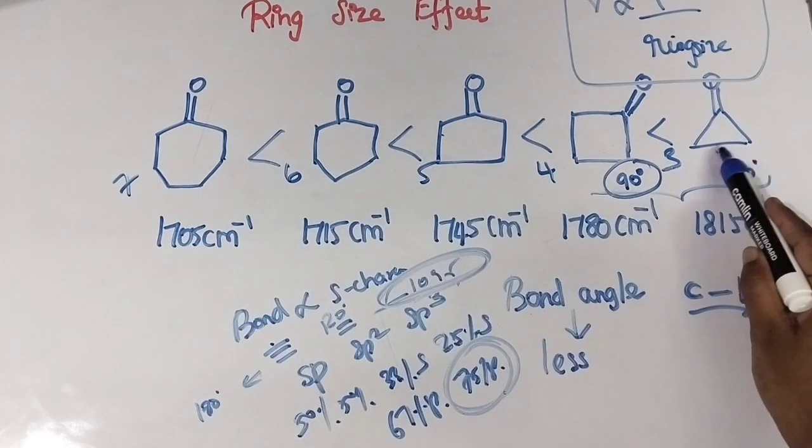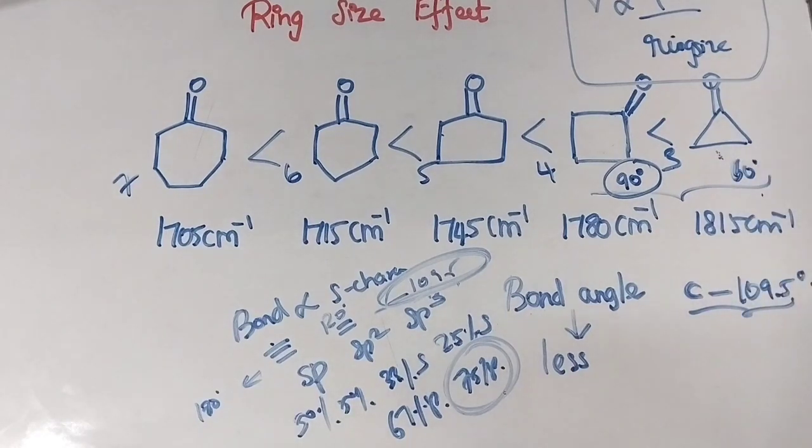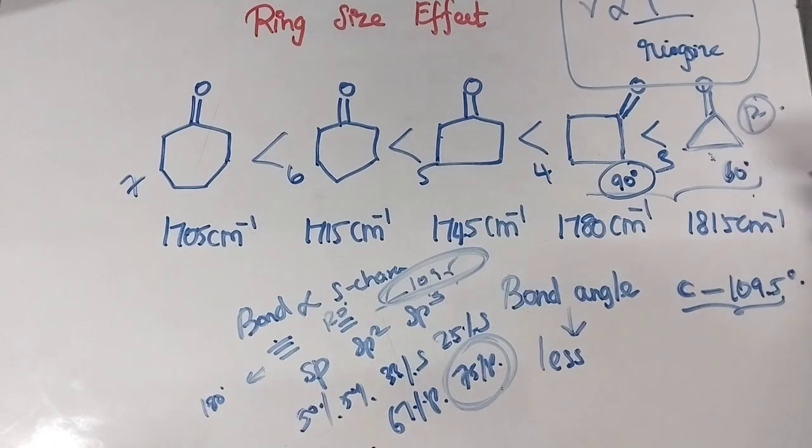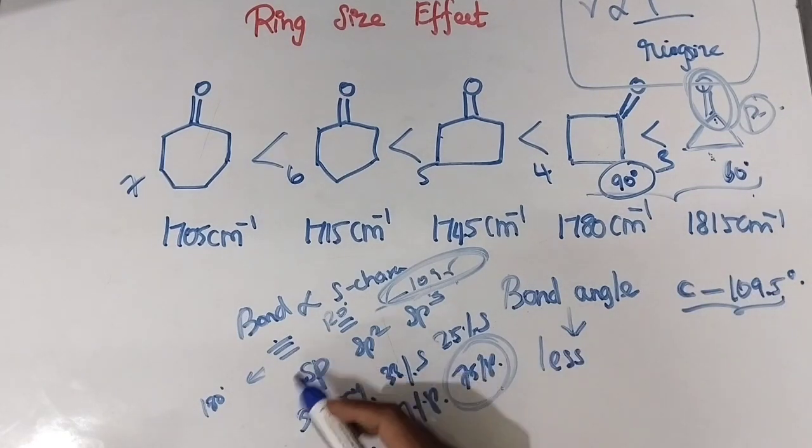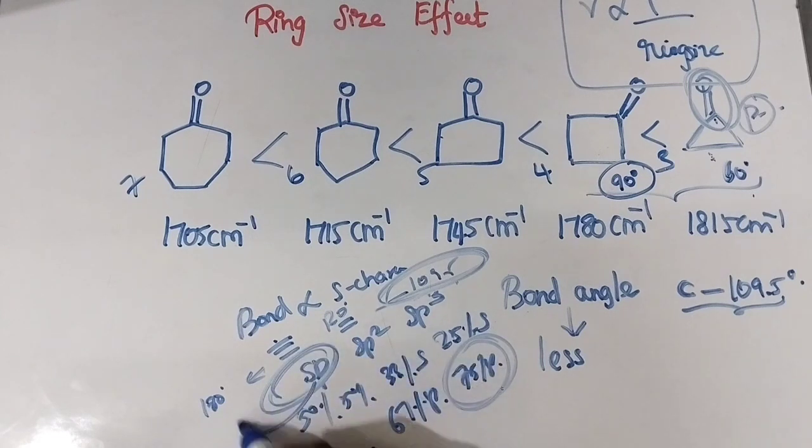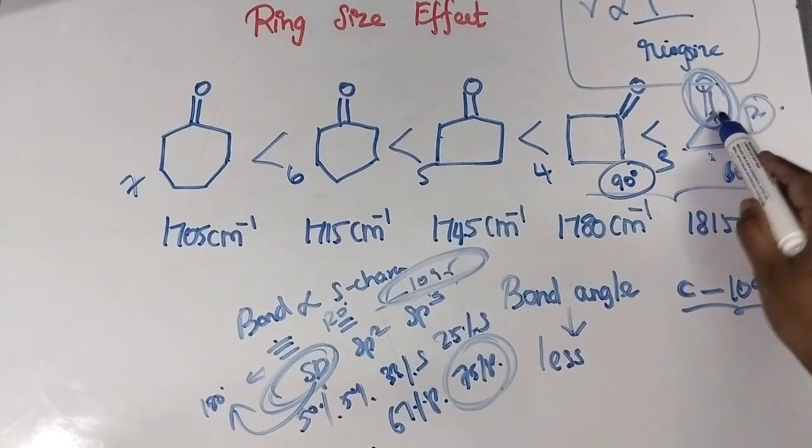Here the bond angle is very small for this compound, so it will have greater P character. If you have greater P character here, then the S character will be higher for this carbonyl. The carbonyl will have greater S character. I told you that S character is directly proportional to frequency. So if the carbonyl has greater S character, then definitely it will have greater frequency.